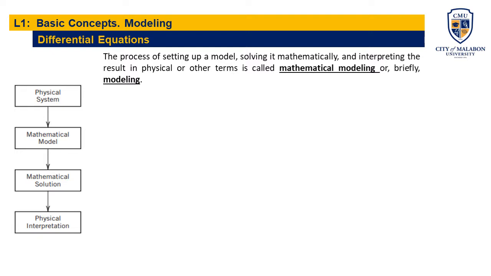Now, many physical concepts such as velocity and acceleration are derivatives. Hence, a model is very often an equation containing derivatives of an unknown function. Such a model is called a differential equation. We then want to find a solution for that particular equation, explore its properties. We would want to graph it, find the values of it, and interpret in physical terms, so that we can understand the behavior of that particular system in our given problem.